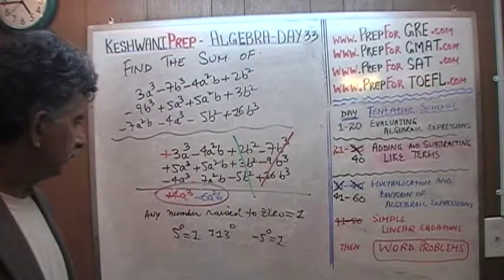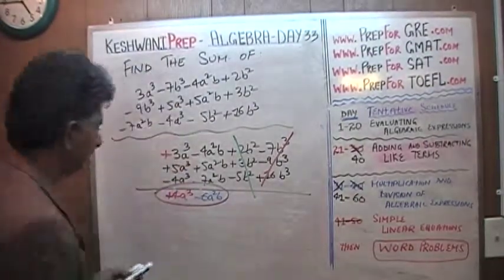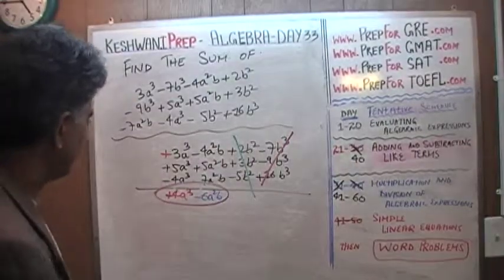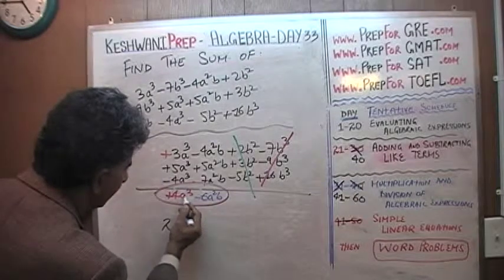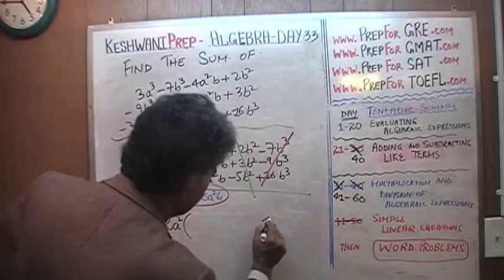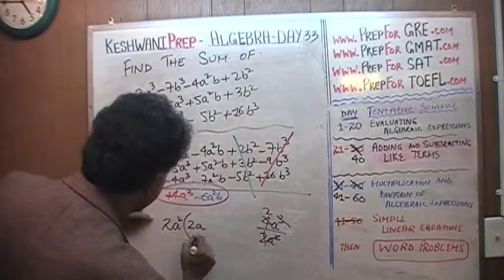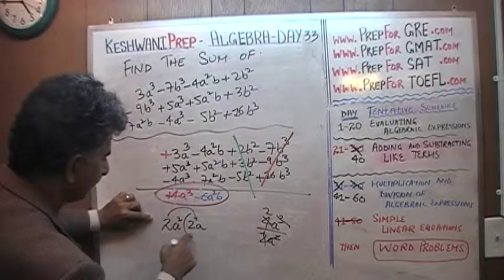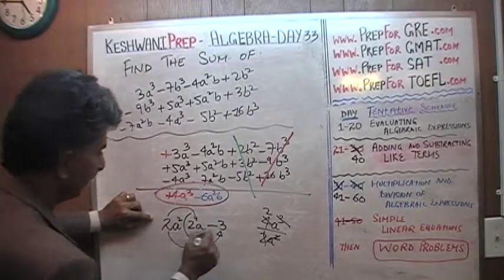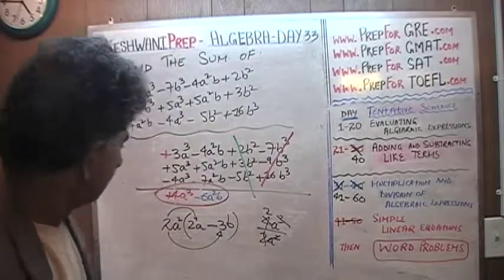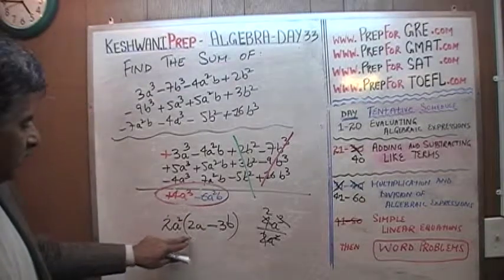4a cubed minus 6a squared b. You can leave it the way it is if you like, or you can put it in a more refined manner. 4a cubed and 6a squared: a is common here and 2 can be common here. So we can take out 2 and a squared common. 4a cubed divided by 2a squared is 2a, and a squared cancels out. As you can see, 2 times 2 is 4, and a squared times a is a cubed, minus 3, because 2 times 3 is 6. A squared is already out, so it's b. So the final answer is 2a squared times 2a minus 3b. That's it.